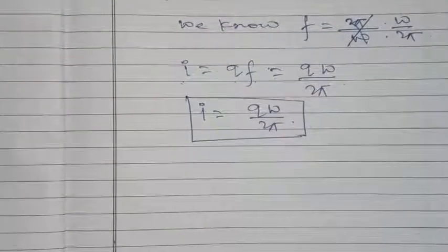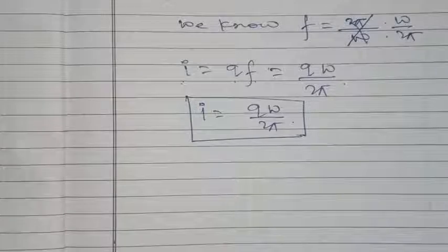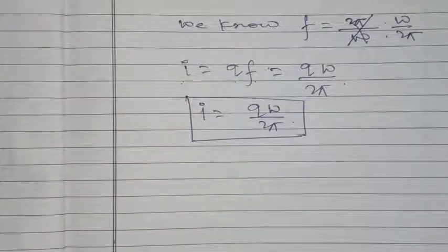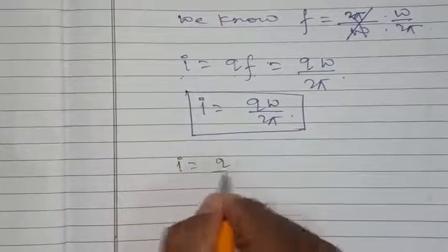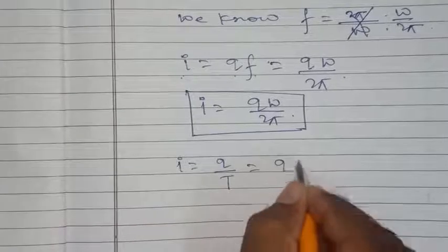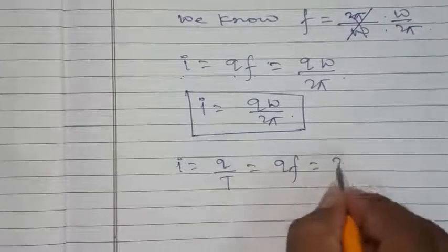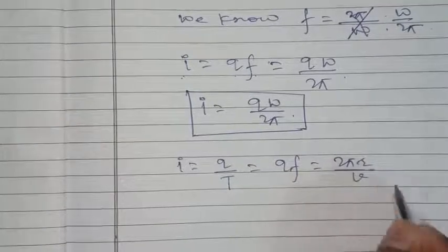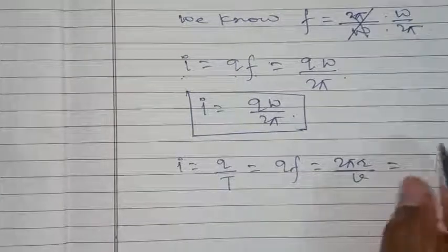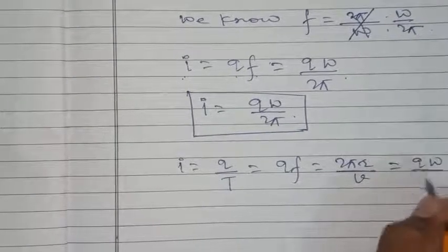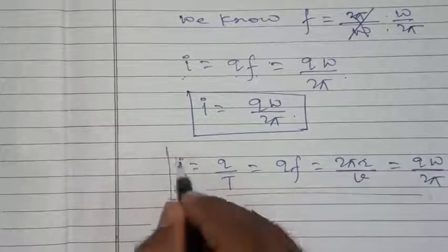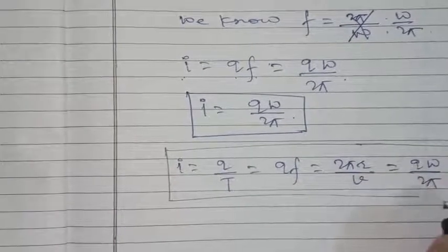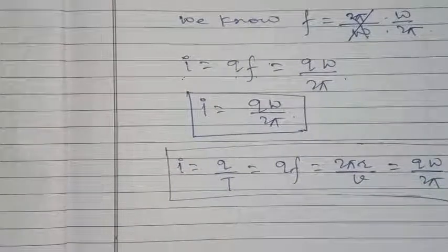So current produced due to rotation of charge around the nucleus is I equal to q over t equals q times frequency, which is equal to q times 2 pi r divided by velocity, equal to q times omega divided by 2 pi.